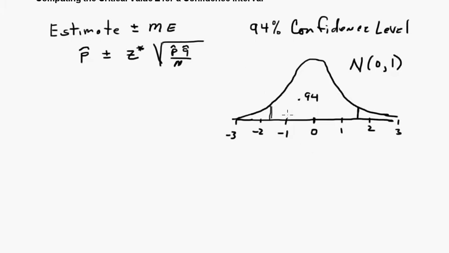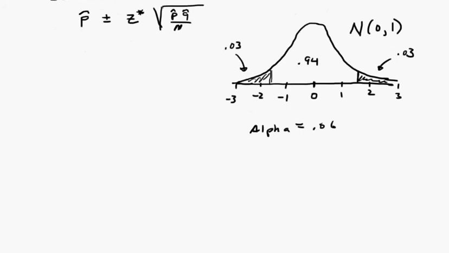So what's left, and sometimes we call that alpha, what's left is 0.06. But we have this area and we have this area right here. So this area is going to be alpha divided by 2, so 0.06 divided by 2 is 0.03, and then over here is 0.03. Now, officially, this is Z star.